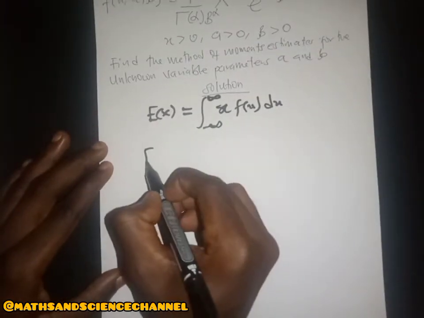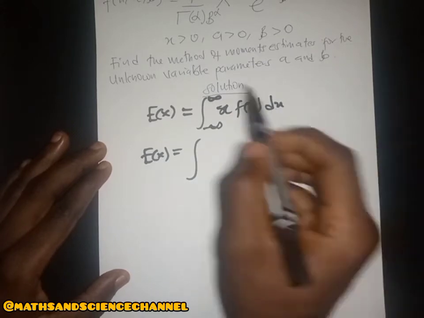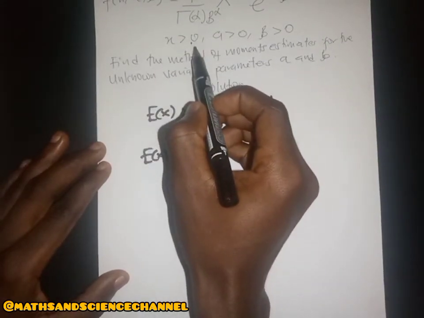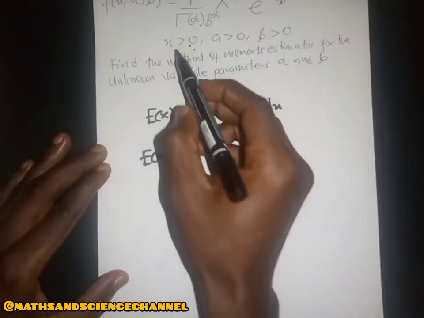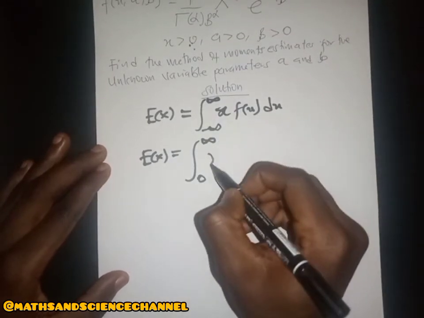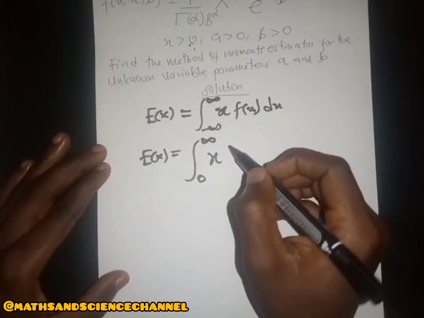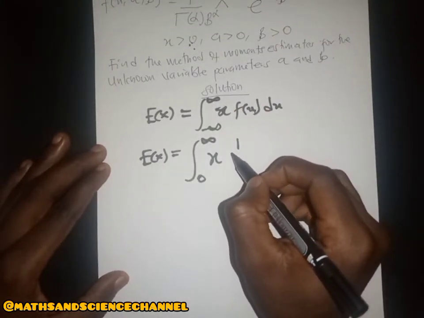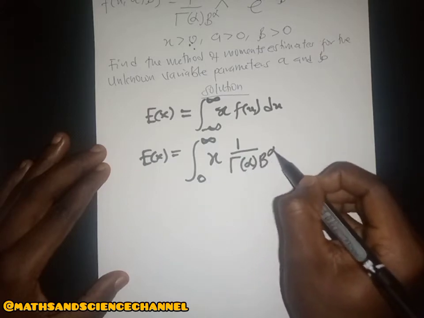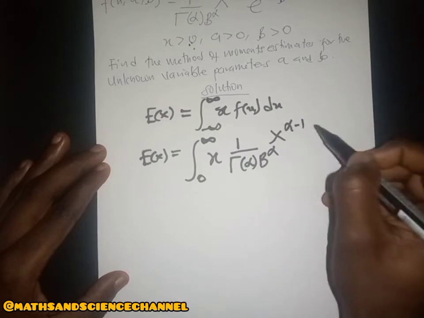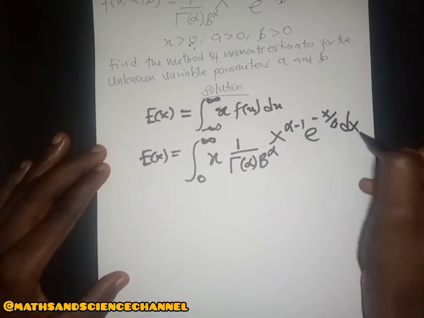In this case we have E of x being equal to, since x is greater than 0, our upper limit is just going to be infinity, and the lower limit will just be 0. And then we have x multiplied by f of x, alpha, and beta. So we have this to be 1 divided by gamma of alpha times beta to the power alpha, times x to the power alpha minus 1, and then e to the power minus x over beta, dx in this case.